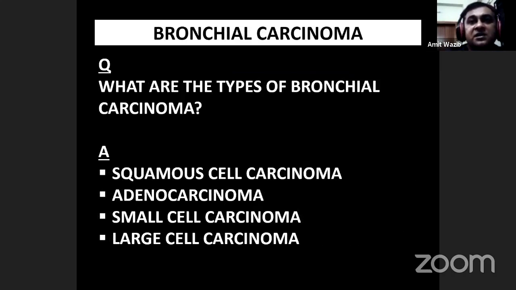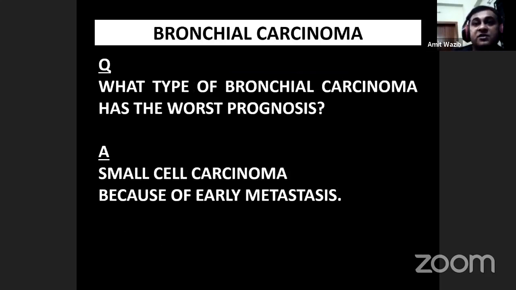So what are the histological types of bronchial carcinoma? There are four types: squamous cell carcinoma, adenocarcinoma, small cell carcinoma, and large cell carcinoma. Among these four, the worst one is the small cell carcinoma. You may be asked which type is the worst. The worst is the small cell carcinoma, because small cell carcinoma metastasizes very early.